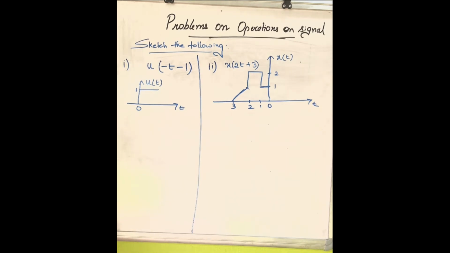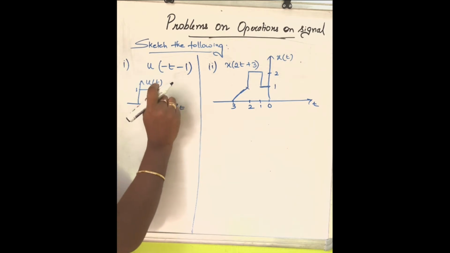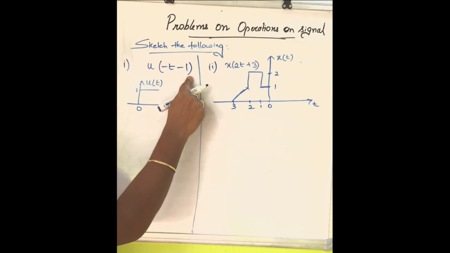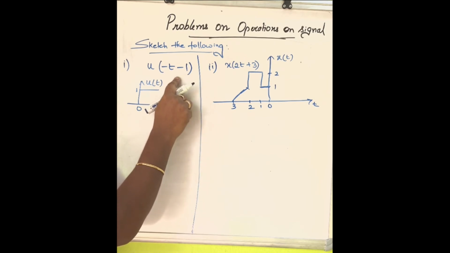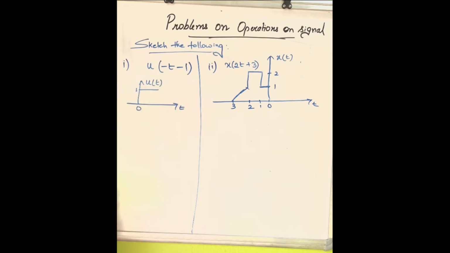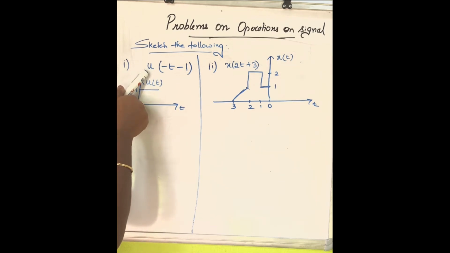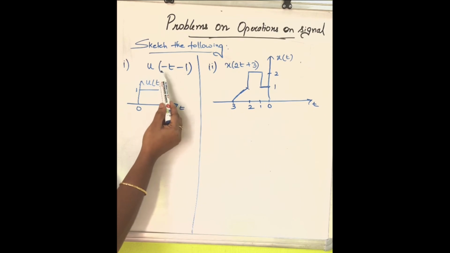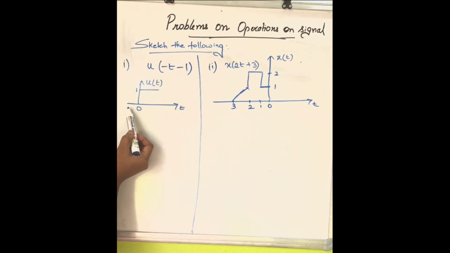Once you have drawn u of t, you are asked to do this whole thing. So when it says minus 1, there is a time shift, a time delayed shift. And when you say minus t, there is a time reversal. So from the question, you know three things. First, a unit step signal is used. Then you are asked to do a time shifting and again a time reversal. Three things are asked. So first we have drawn the unit step signal.